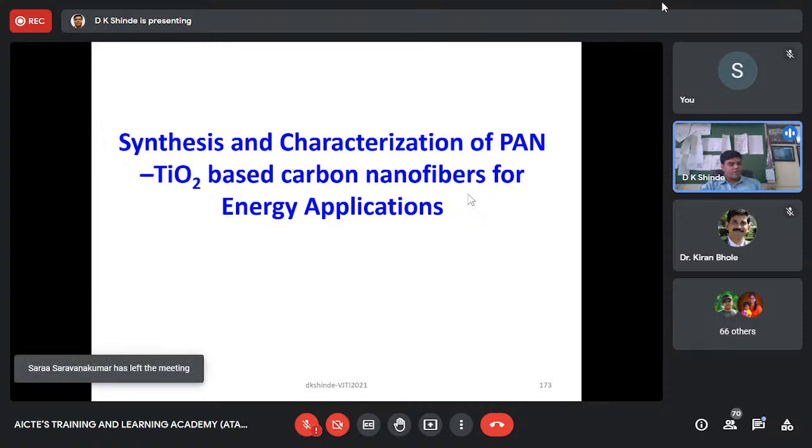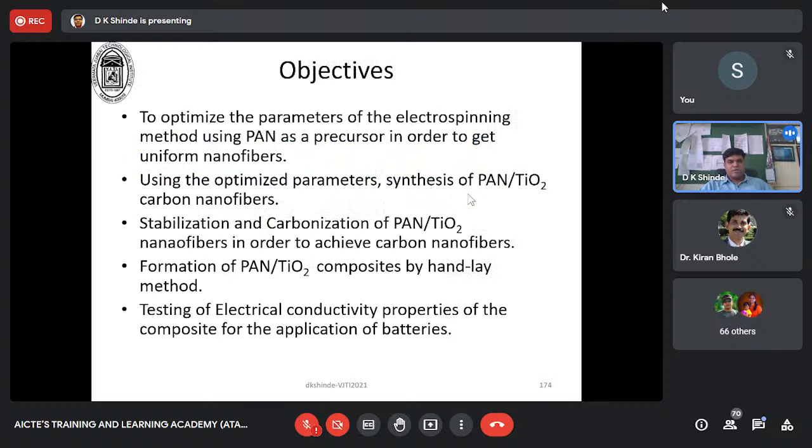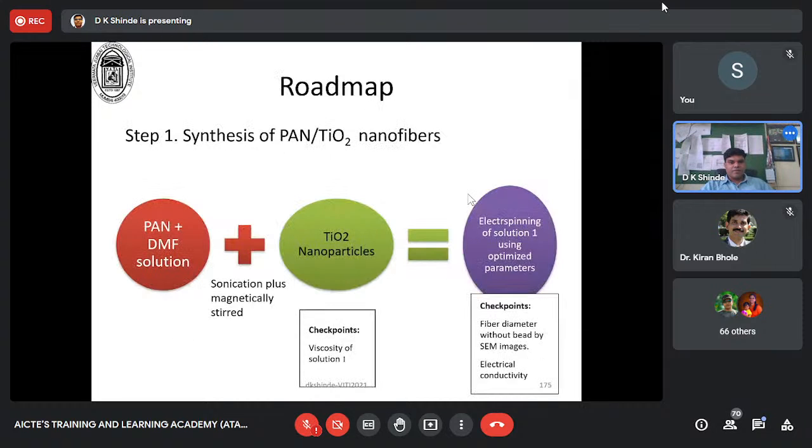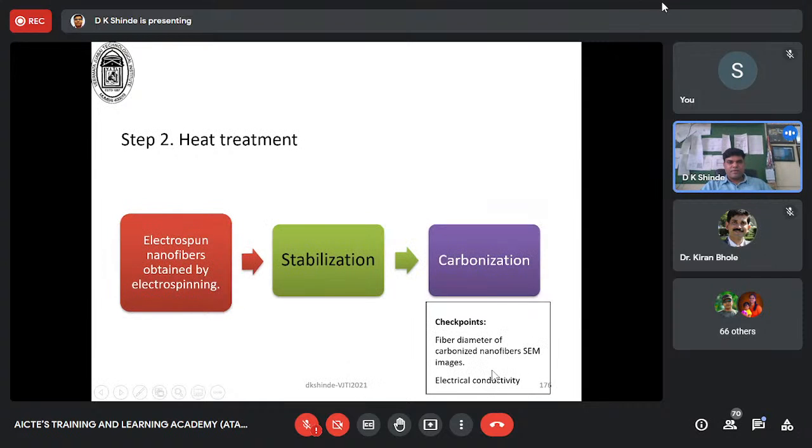So what we have done is the synthesis with those fibers, again adding materials, nanoparticles. Titanium dioxide as a nanoparticle has been added, and we have prepared some of those fibers. So this is the same recipe, but PAN DMF with titanium dioxide was added, and then electrospun to see what fiber we get.